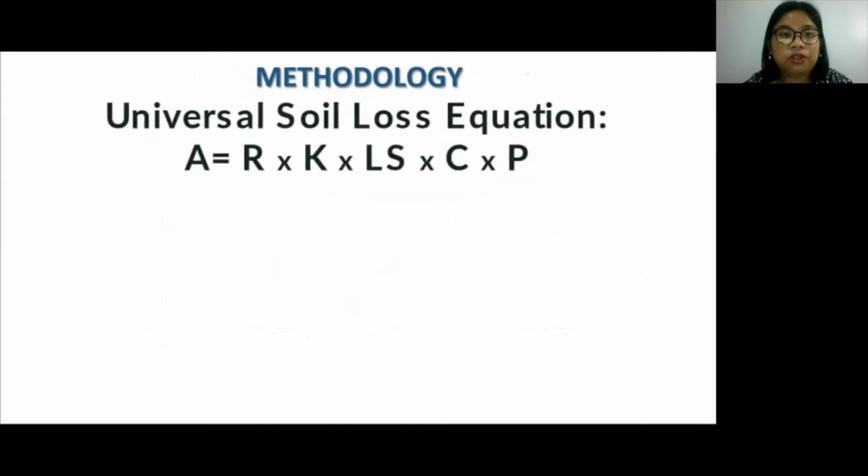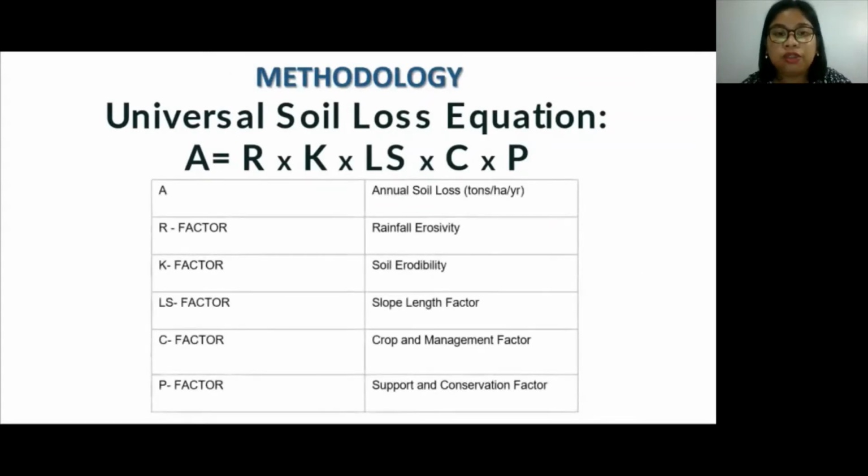Now let's proceed to the methodology. Generally, the universal soil loss equation is the multiplication of all impacting factors. A = R × K × LS × C × P. A is the annual soil loss in tons per hectare per year. R is the rainfall erosivity, K is the soil erodibility, LS is the slope length factor, C is the crop and management factor, and P is the support and conservation factor.